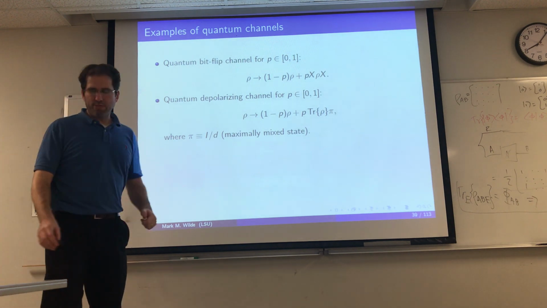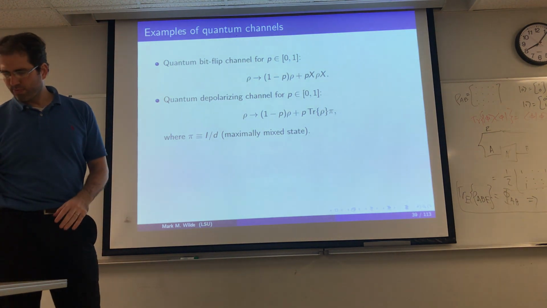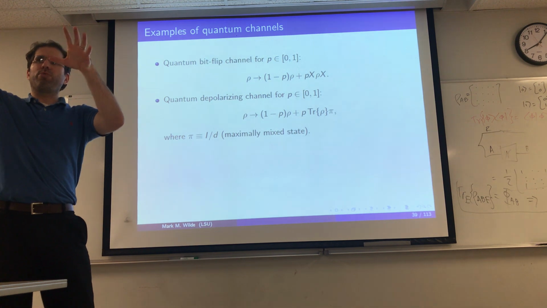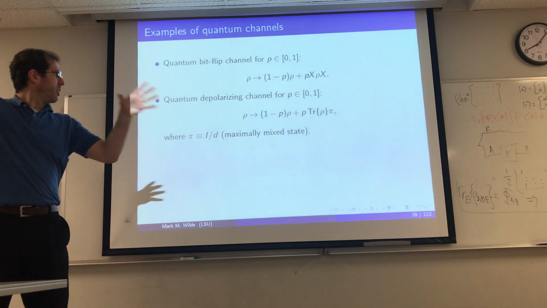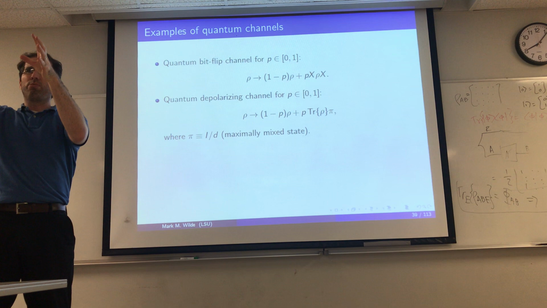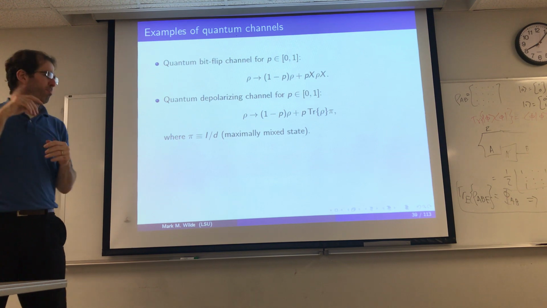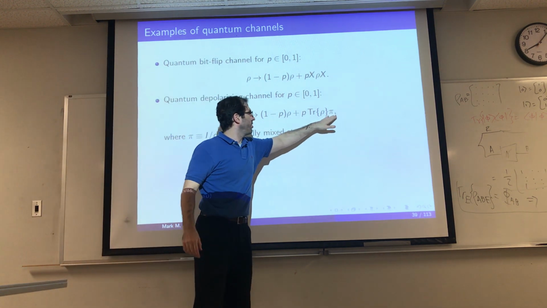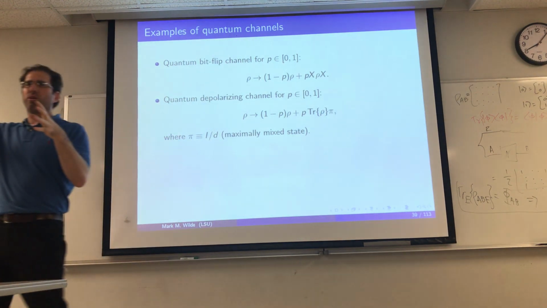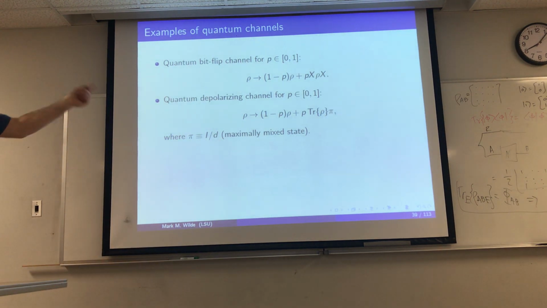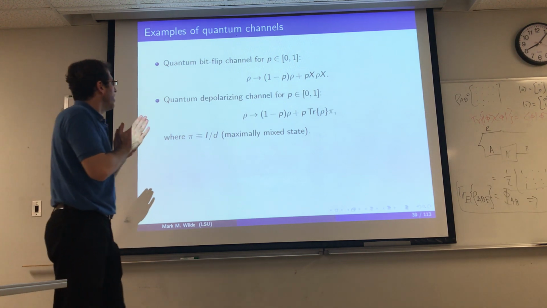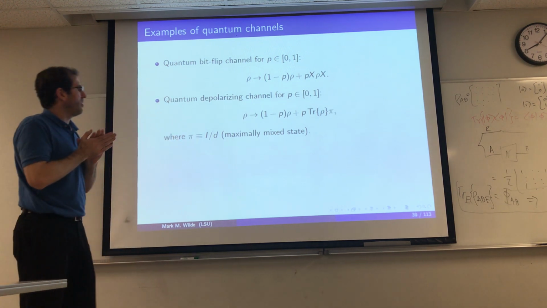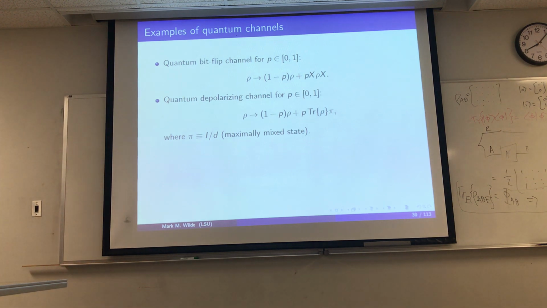And if you look at it on the Bloch sphere, you have the state of your qubit on the Bloch sphere. This is just a contraction towards the middle of the sphere, because the middle of the sphere corresponds to the maximally mixed state. If you were to keep applying this over and over again, eventually, after an infinite number of applications, it would converge to the middle, to the completely random state. And then your state is said to be completely depolarized and completely useless.